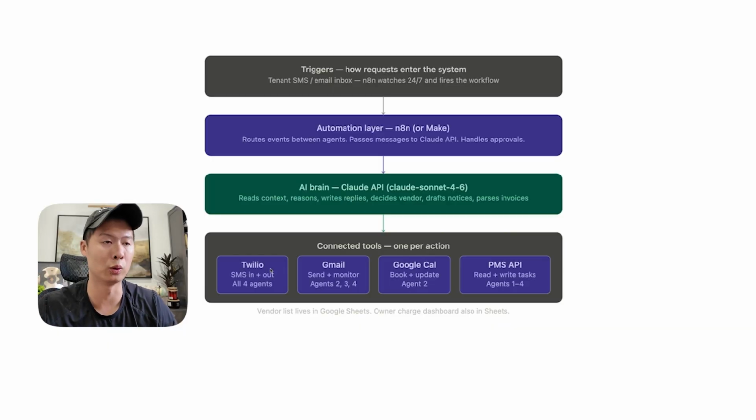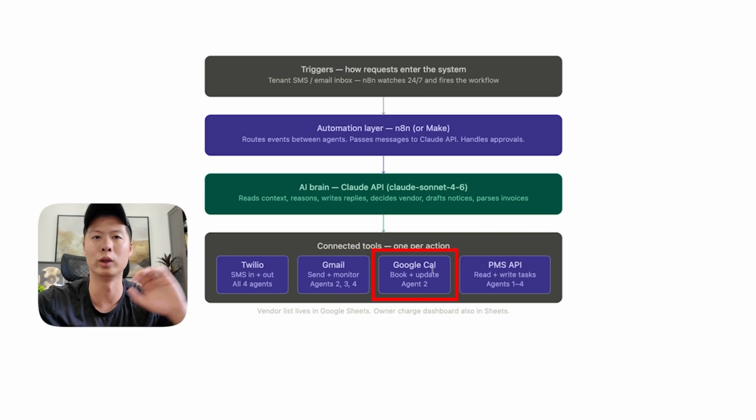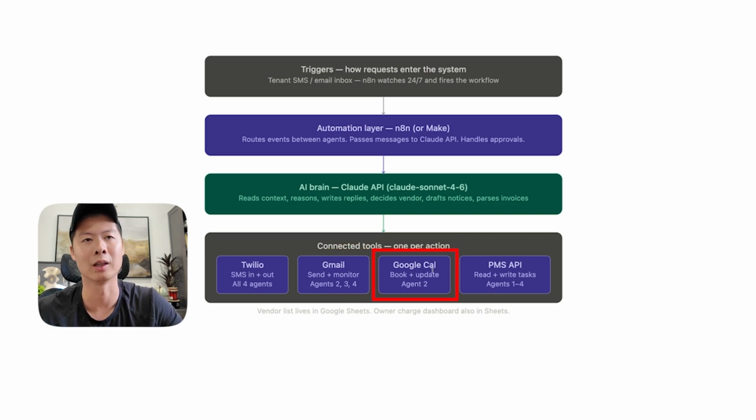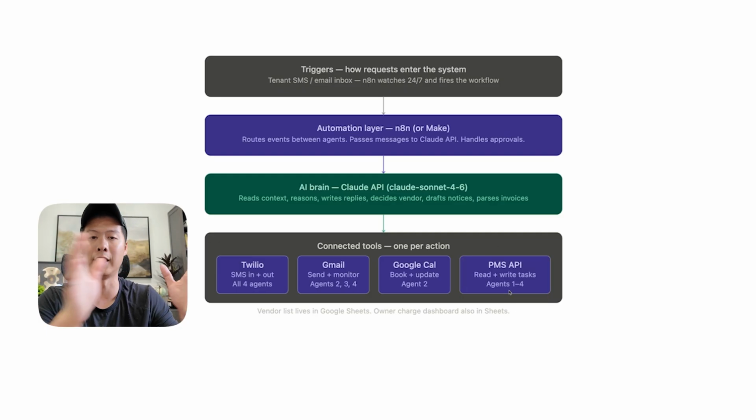Okay, so there are 4 apps that I always connect. Twilio, so that I can send out notifications through text message. Second is Gmail, to pick up the maintenance tickets or the invoices. Third one is Google Calendar, so I can see where the vendors are going at which time. And the last one is the property management software with the API access. And this is really important because this will allow the AI agents to update the task without me going in there and typing it out myself.